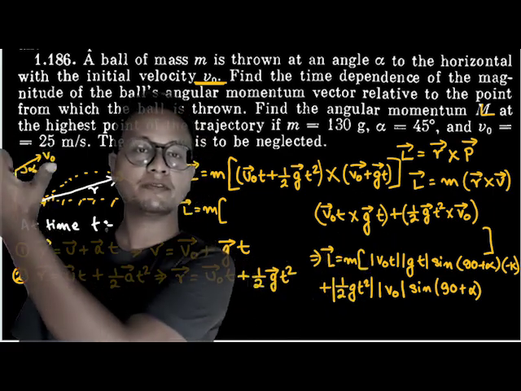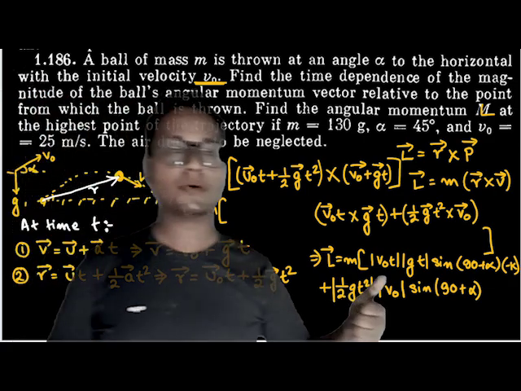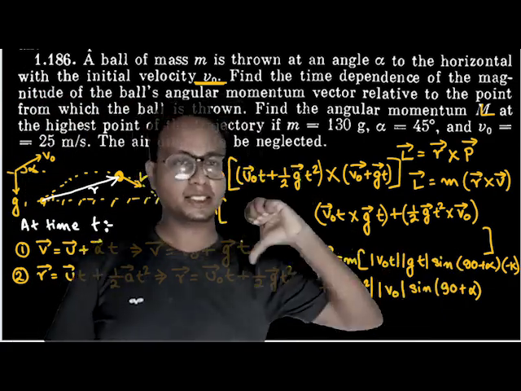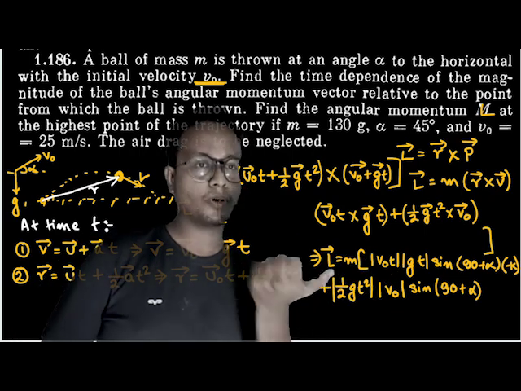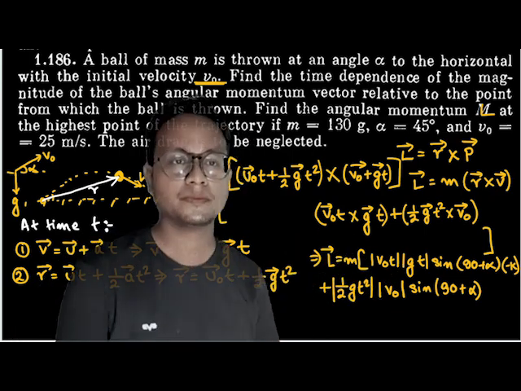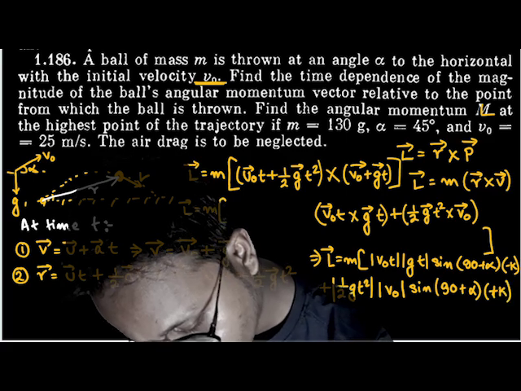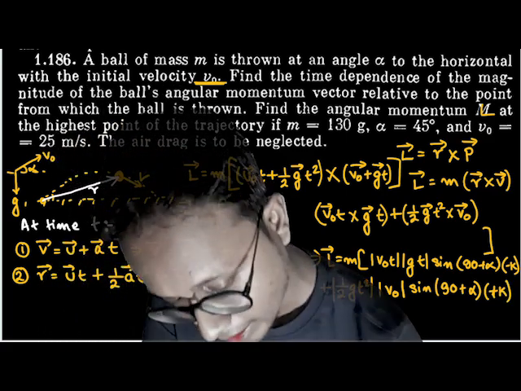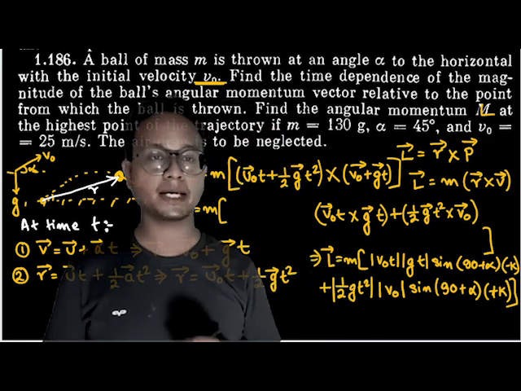Okay, so if you take v naught cross g, the middle finger would be in towards you. Out here, g cross v naught, g cross v naught. The middle finger would be away from it, or outside the screen, isn't it? So this is positive k. So this much is understood. Okay, I got the value of angular momentum at any point in time.